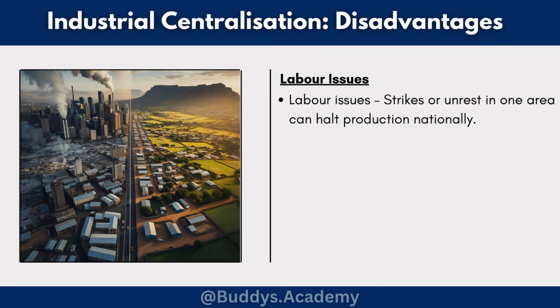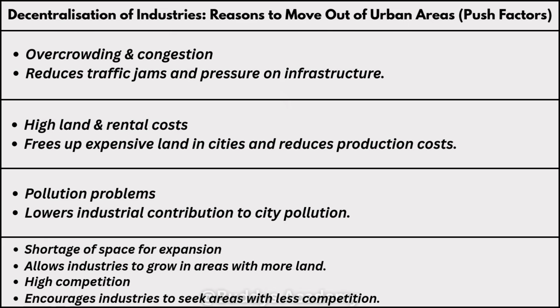You're going to have labor issues, right? So strikes or unrest in one area can halt production nationally. And obviously number 8 would be your uneven spread of wealth. Now, industrial decentralization is going to be when industries are moved out of cities to smaller towns or rural areas.